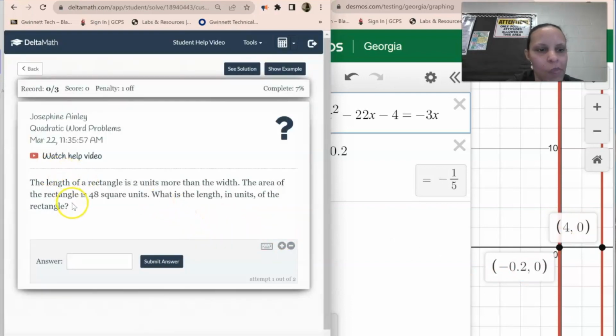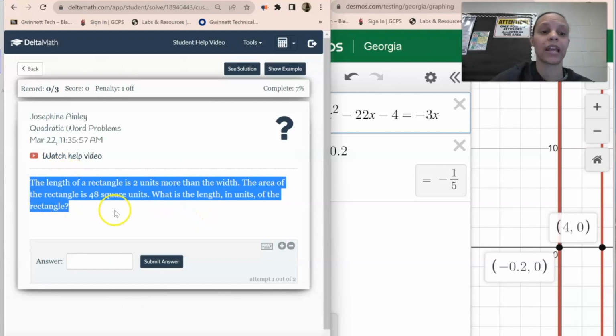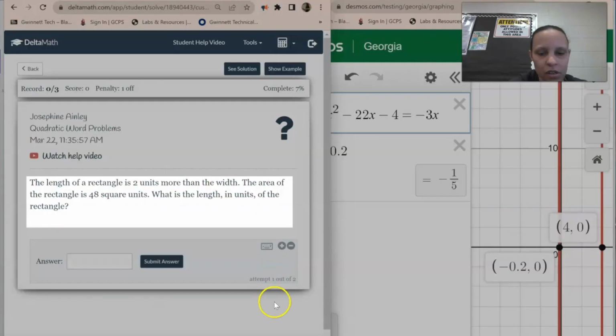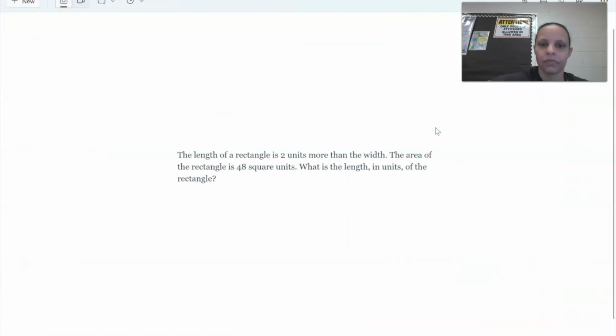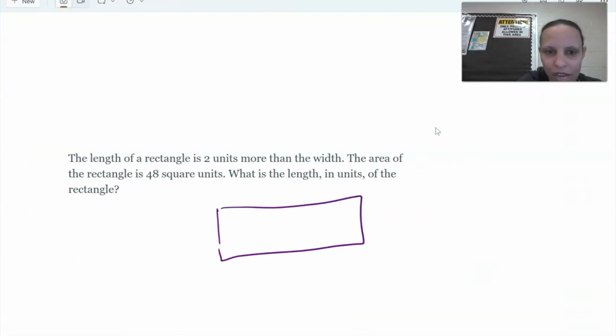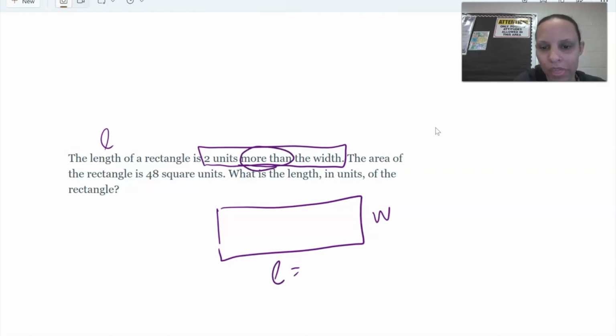Okay, so word problems is just being able to read and understand what it is asking. So the length of a rectangle, okay, so what is a rectangle? A rectangle looks like this, right? Length is this long side, all right? So the L is 2 units more than the width. So if this is W and this is L, they're saying that L is 2 units more than W. So that's really what they're saying. Length is W plus 2 and width is W.